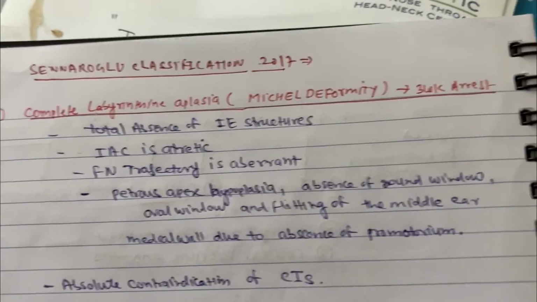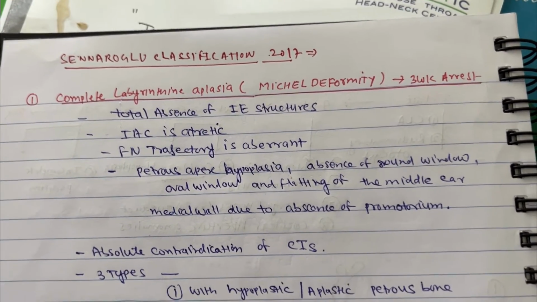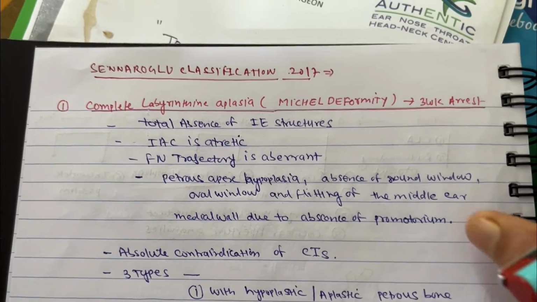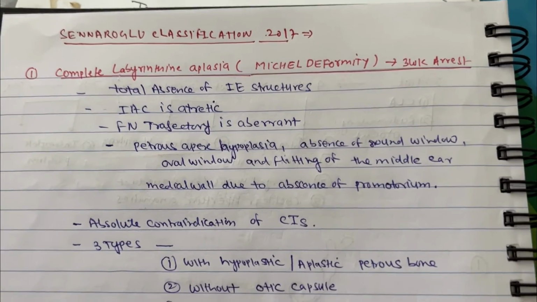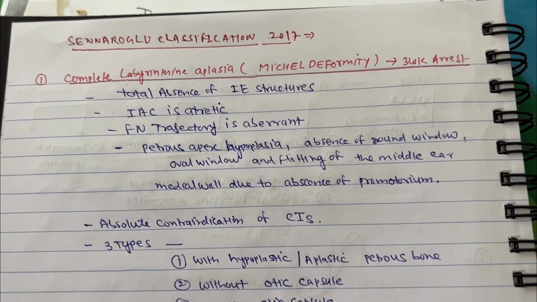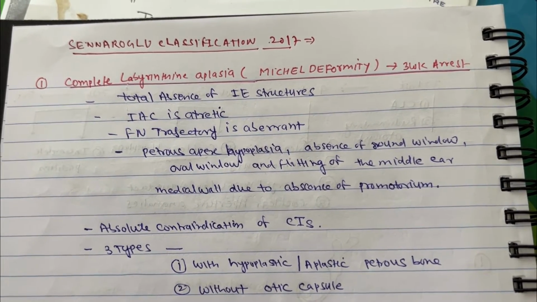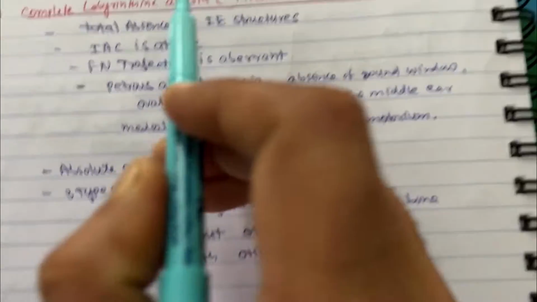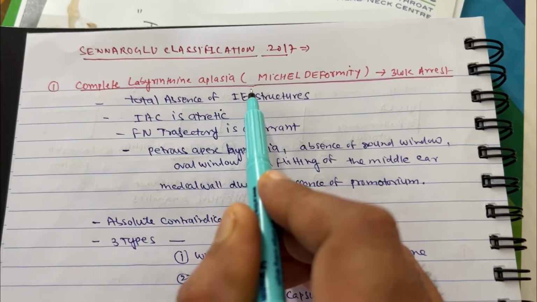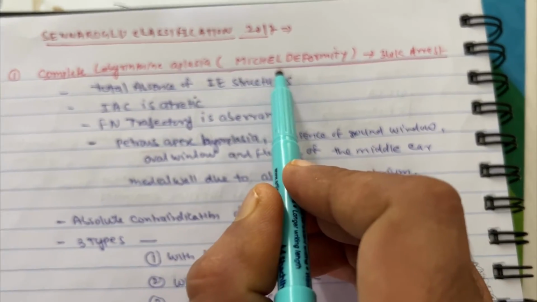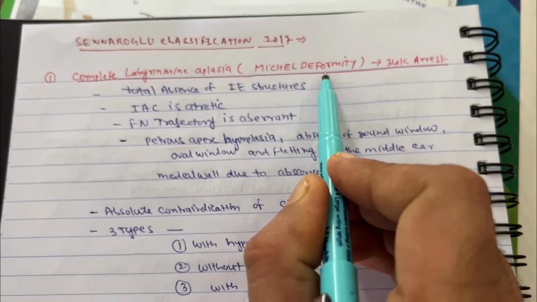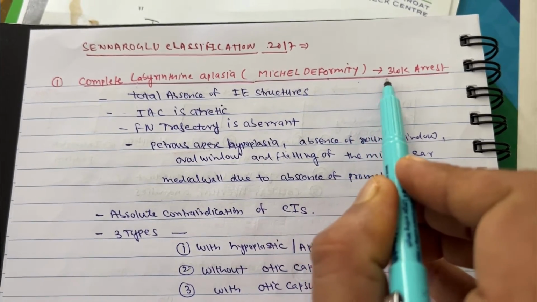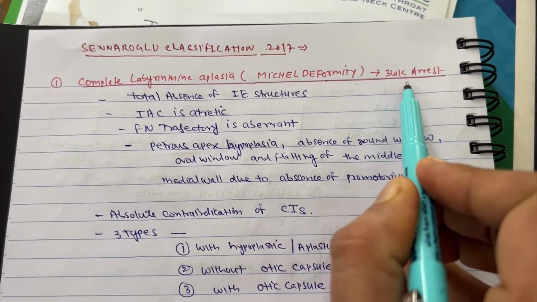Now we will talk about the 8 domains separately, given by the Sennaroglu classification in 2017, which is the latest classification. There are 8 domains. Now talk about the first domain, complete labyrinthine aplasia. It is also called Michel deformity. It is because of third week developmental arrest.